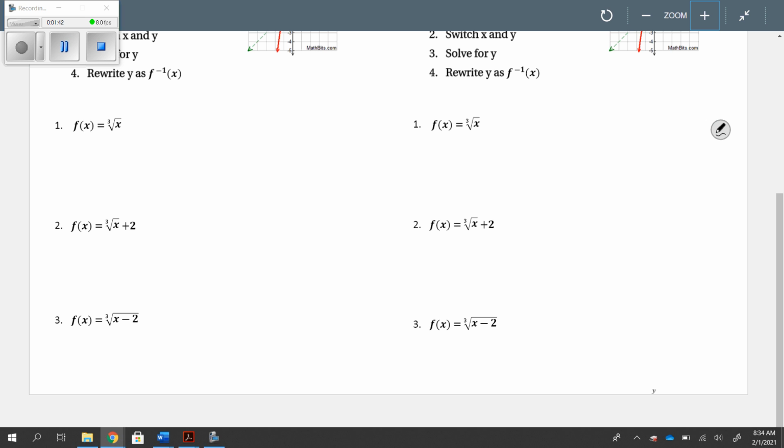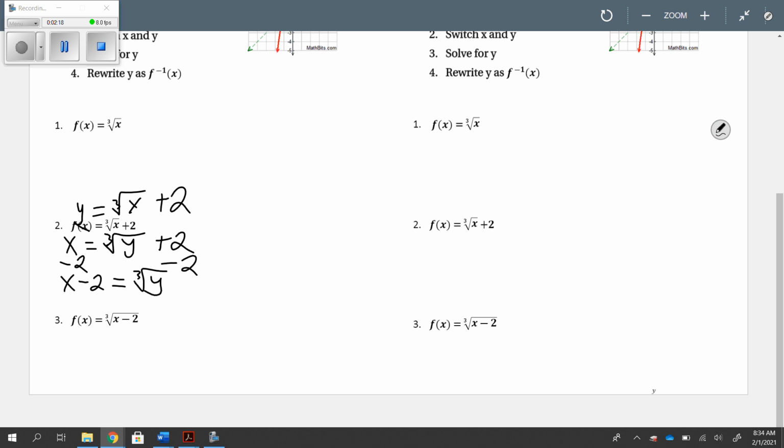F of x equals the cube root of x plus 2. This time there's a little extra step, but again, nothing hard. Okay. So y equals the cube root of x plus 2. All right. So from here, we need to solve for y. We need to switch x and y and then solve for y. So switch x and y, x equals the cube root of y plus 2. Now we need to solve for y. What do we do first? Obviously, subtract 2, x minus 2 equals the cube root of y.